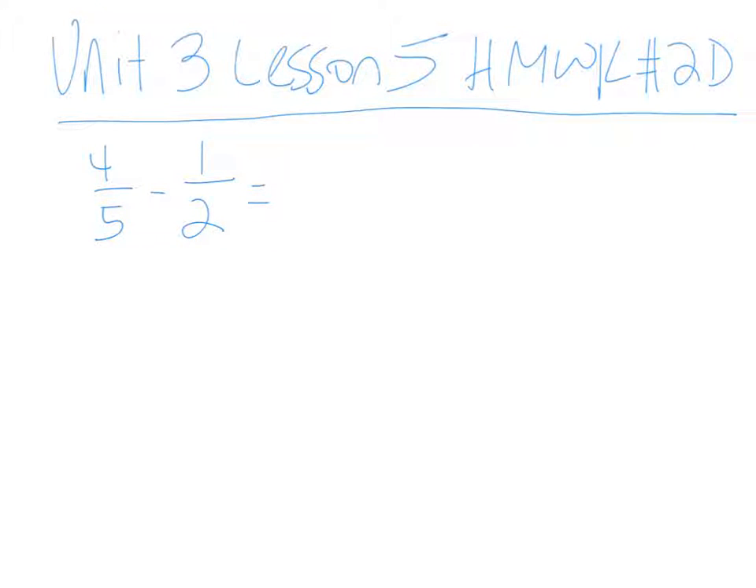For math today, we are subtracting fractions with unlike denominators, and we are doing that by getting a common denominator by creating equivalent fractions, and we're using rectangular picture models to help us. So we're going to do 2D from their homework. It is 4/5 minus 1/2.